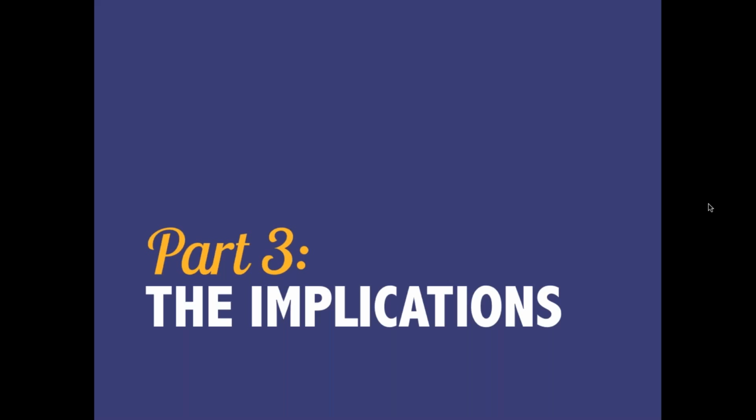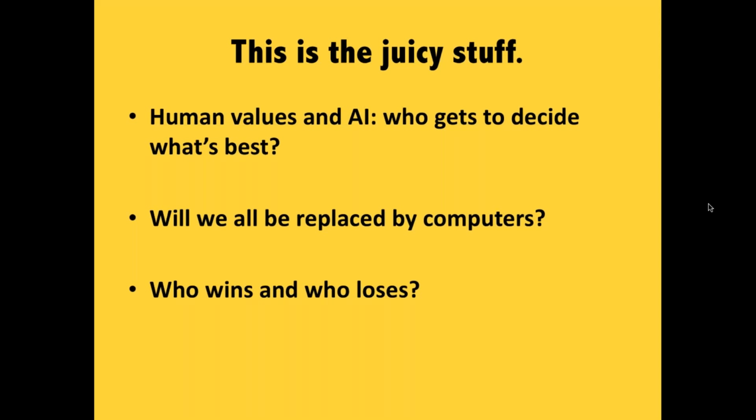So now I want to talk a little bit about the implications of using artificial intelligence and other emerging technologies for impact assessment. And in my opinion, this is the juicy stuff to talk about. And there's 3 things I want to talk through. The first is human values and artificial intelligence. Who gets to decide what's best? A second question, will we all be replaced by computers? And the third, who wins and who loses in this whole proposition?